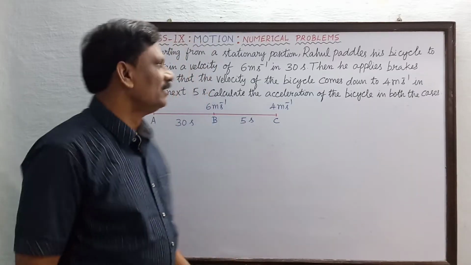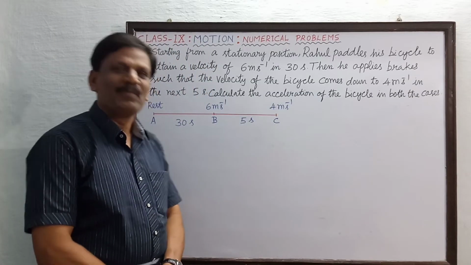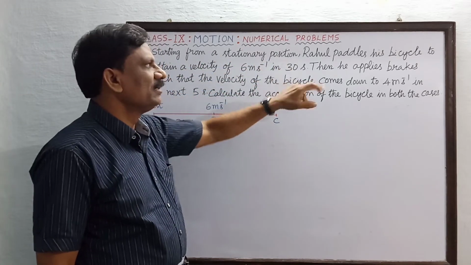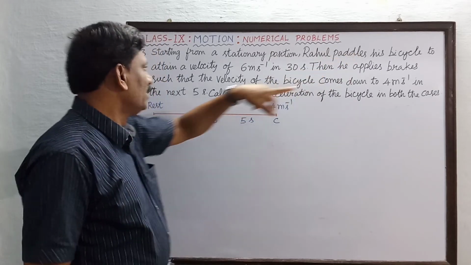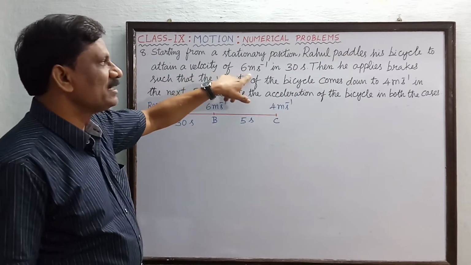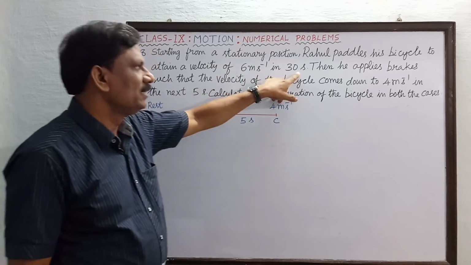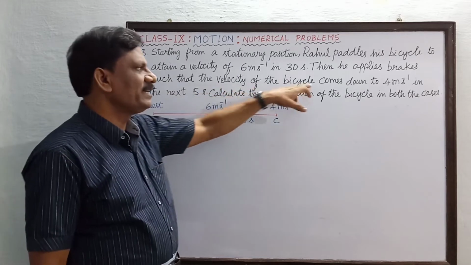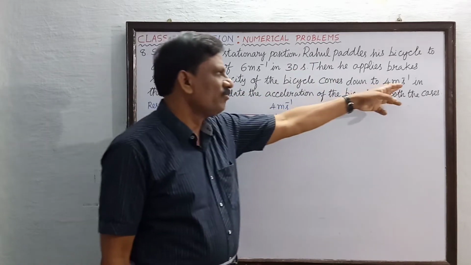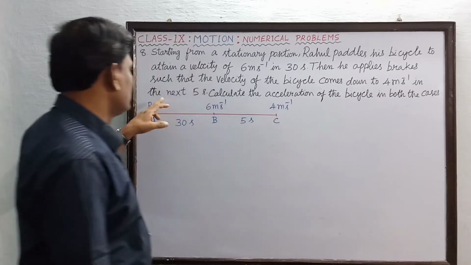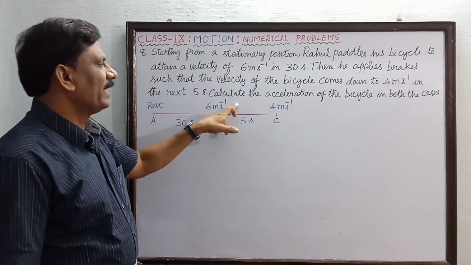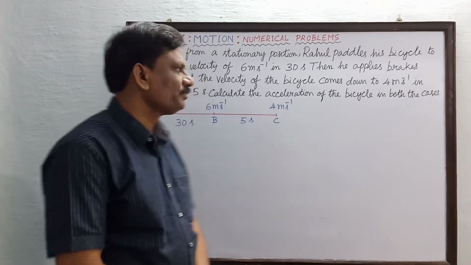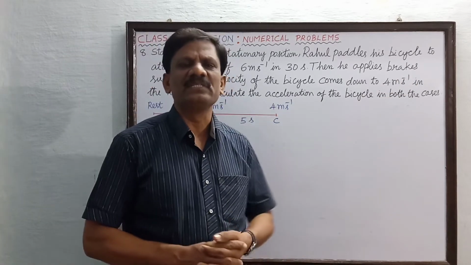Hi students, now we are going to solve the problem number 8. Starting from a stationary position, Rahul pedals his cycle to attain a velocity of 6 meters per second in 30 seconds. Then he applies brakes such that the velocity of the bicycle comes down to 4 meters per second in the next 5 seconds. Calculate the acceleration of the bicycle in both the cases. It is a very simple and interesting question.